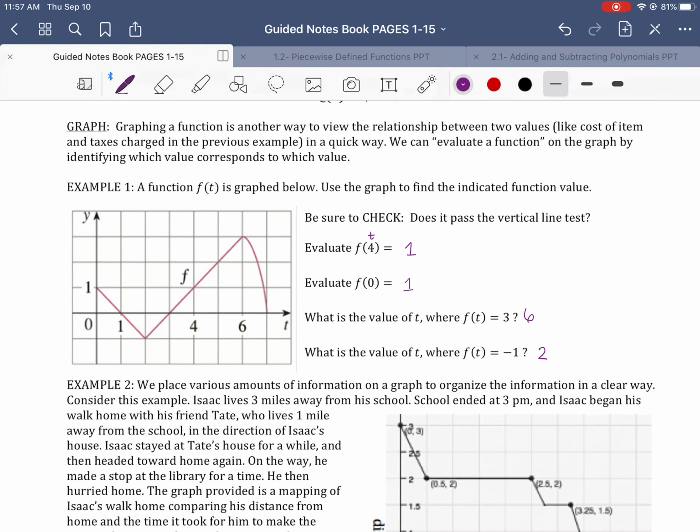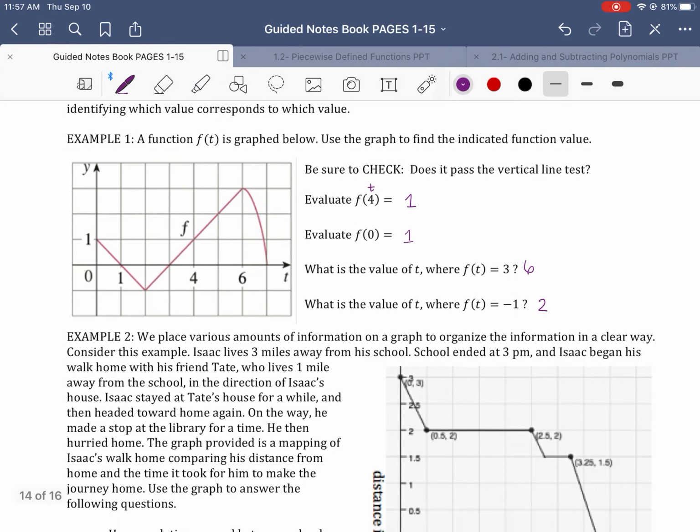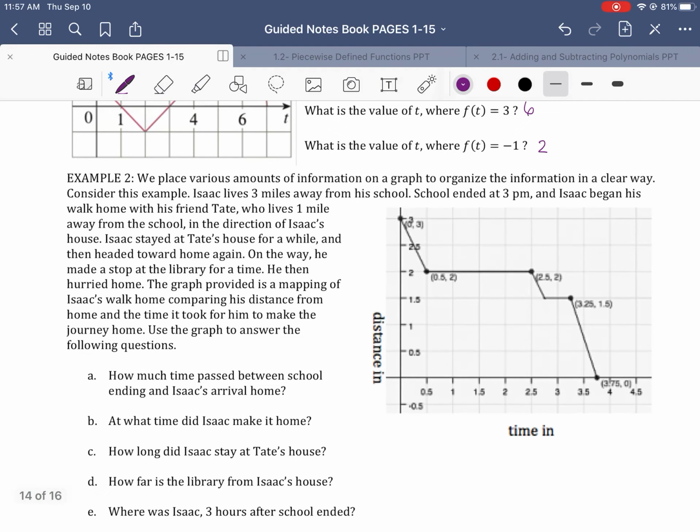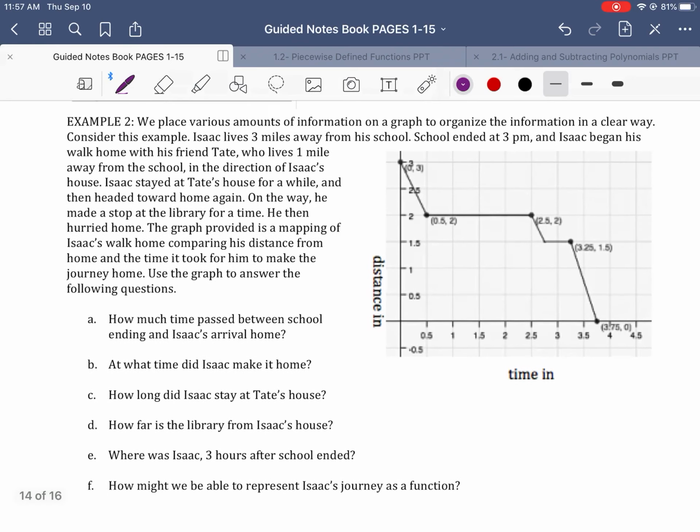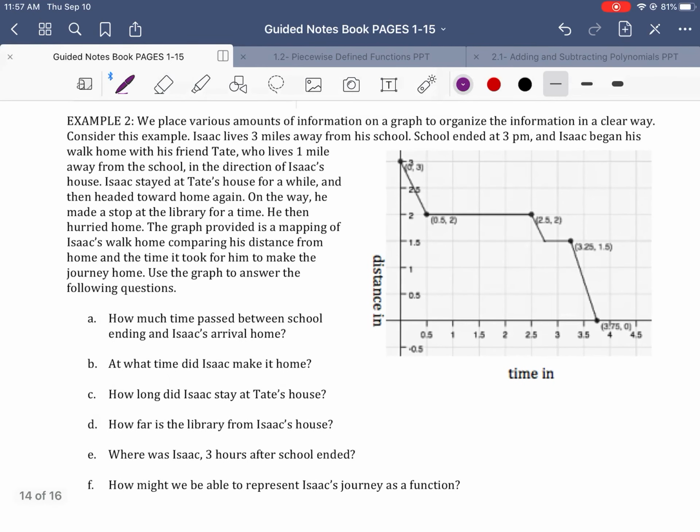Okay, so evaluating from a graph. Essentially this next example is kind of the same thing. We place various amounts of information on a graph to organize the information in a clear way. It's really easy to see from a graph instead of just looking at functions maybe or a bunch of points. So here's an example.